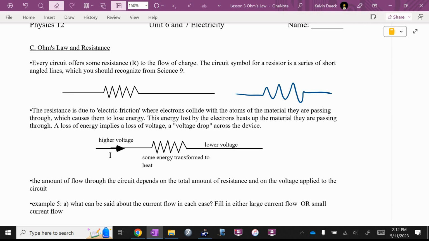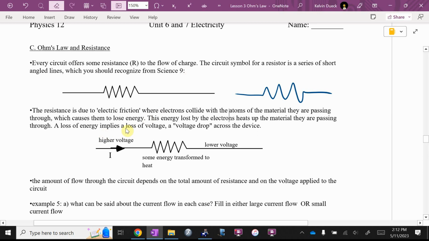Where does resistance come from? Well, it kind of comes from electric friction. The electrons that are moving through the wires bump into the atoms of the material they are passing through. And in the same way as when you rub your hands together it generates heat, the electrons traveling through lose some energy, some voltage, some energy per coulomb, as heat. And we're very clever at turning that heat into useful stuff.